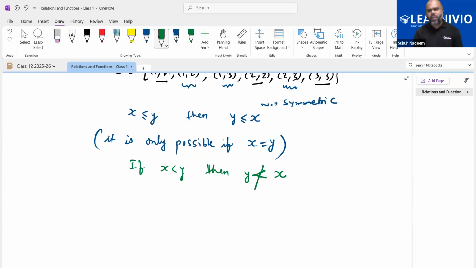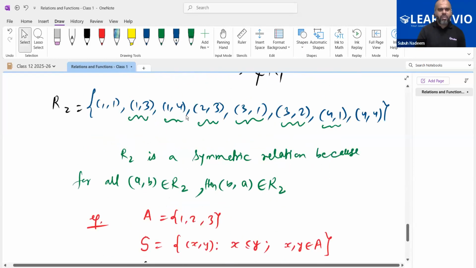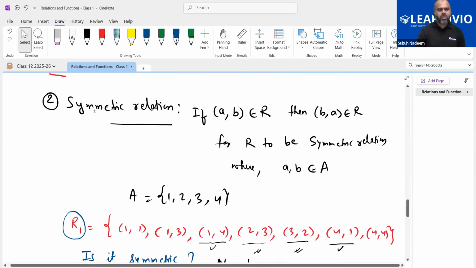Now, the third type of relation. There are three types of relations. First, we have seen reflexive. Second, we have seen symmetric. Third is transitive. So, what is this transitive relation? This was the second one, right?